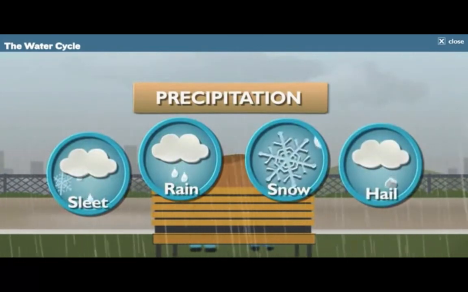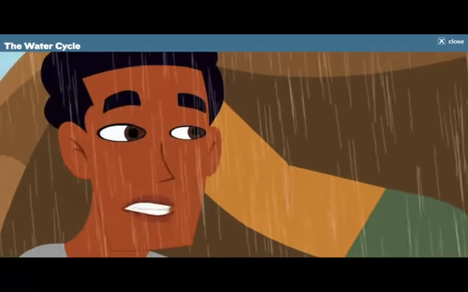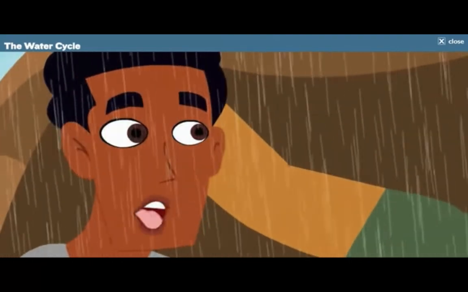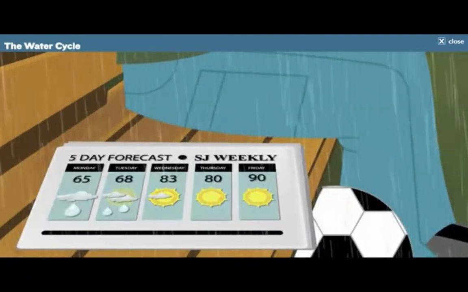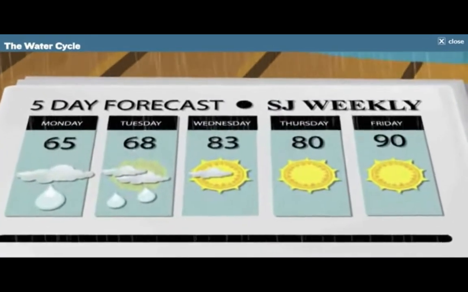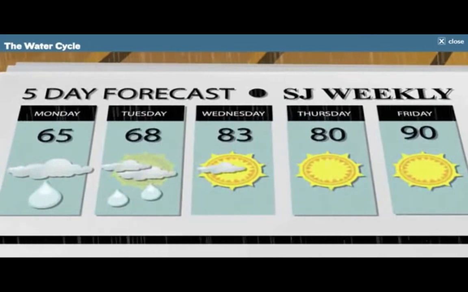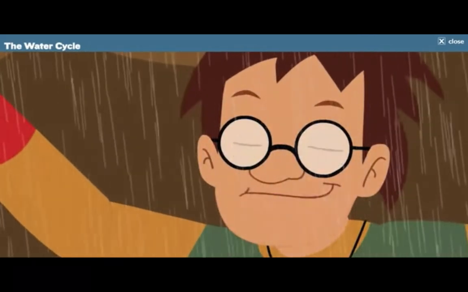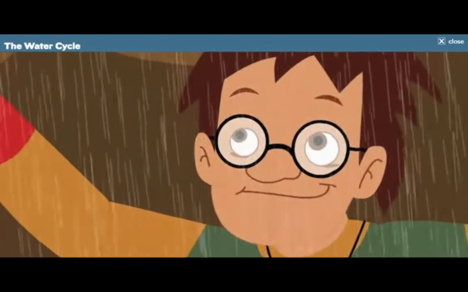Yup, they're precipitation too. Well, if this precipitation doesn't stop soon, we'll be playing slip and slide instead of soccer tomorrow. Don't worry, RJ. Tomorrow's supposed to be hot and sunny. Those puddles will be history by game time. How can you be sure? Let's just say I'm counting on the water cycle to do its stuff. What comes down must go up.